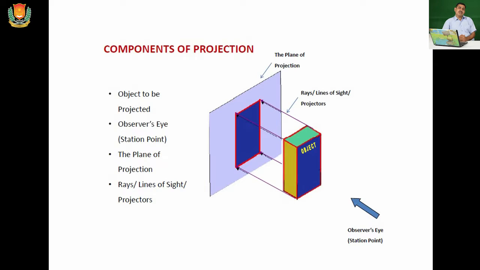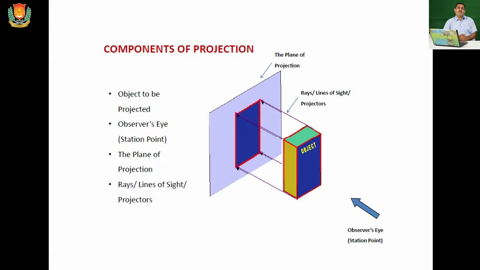For projections, three things are necessary: the object, the observer and the plane of projections. What is our object, and who draws the drawing, that is the observer, and where we draw the drawing, that is the plane of projections. Suppose we are drawing a fan, so the fan is our object, and if I am drawing that fan, I am the observer, and the paper where we are drawing the fan is the plane of projections.